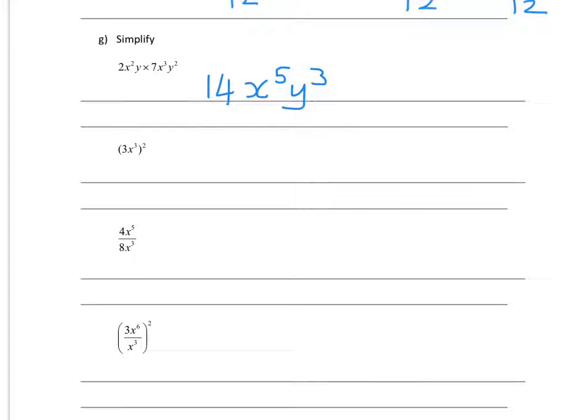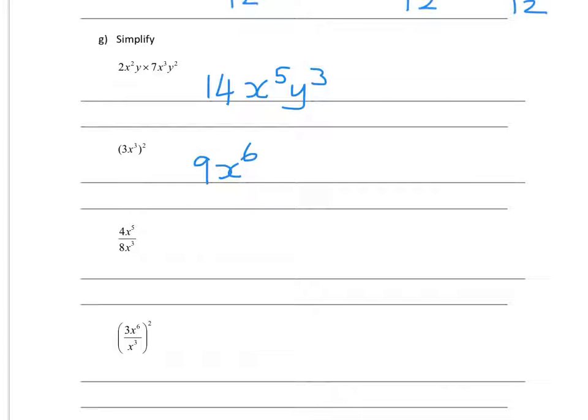So the next one, a power of a power. If we have a power of a power, we multiply the powers, but the number must also be multiplied by itself to the power. So I've got a 3, which is also squared. So I'm going to have a 9 at the beginning. Then x, again, power of a power, we multiply. 3 times 2 is 6.